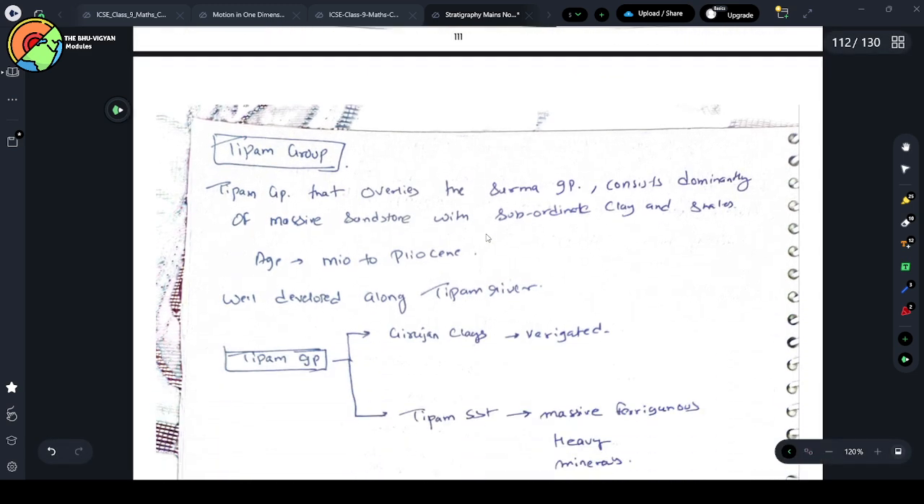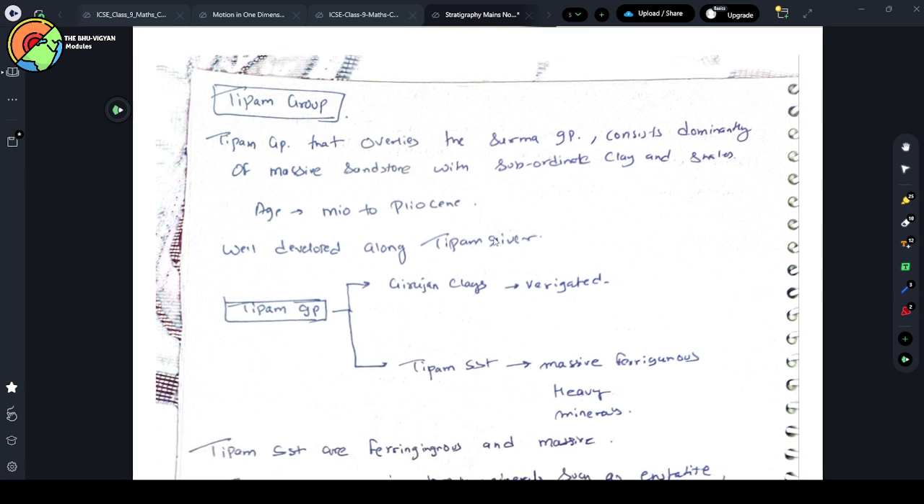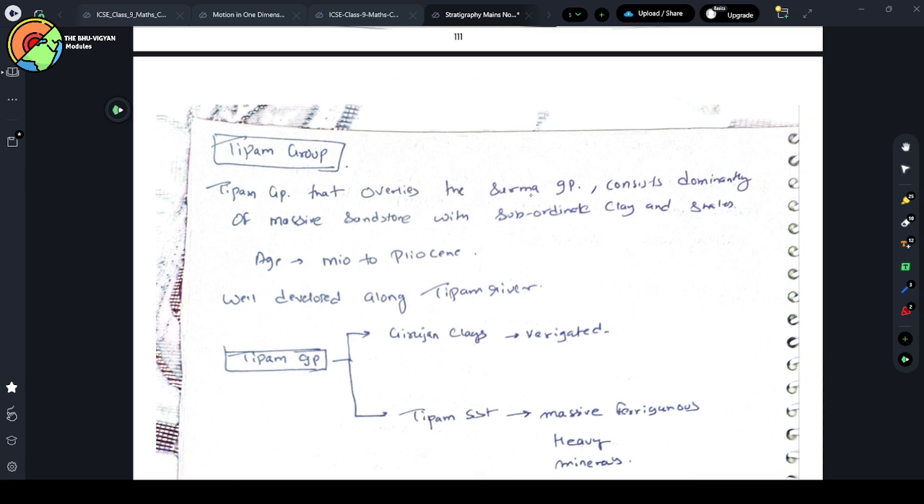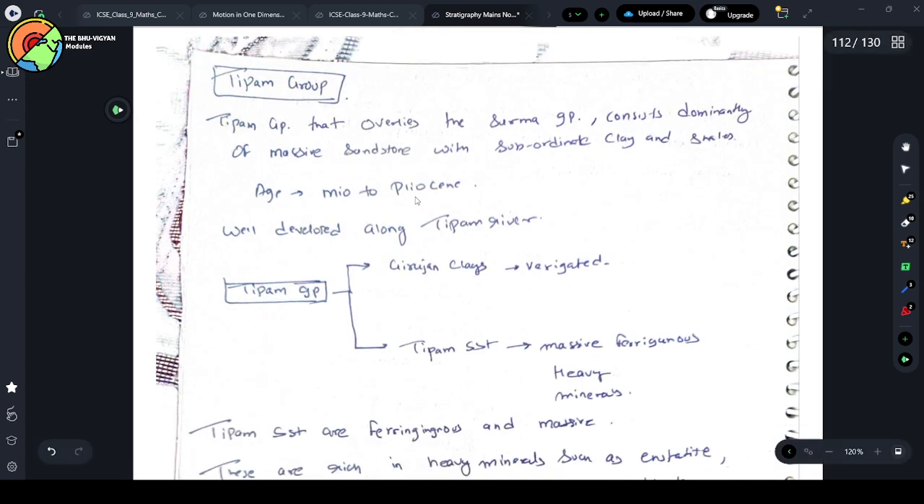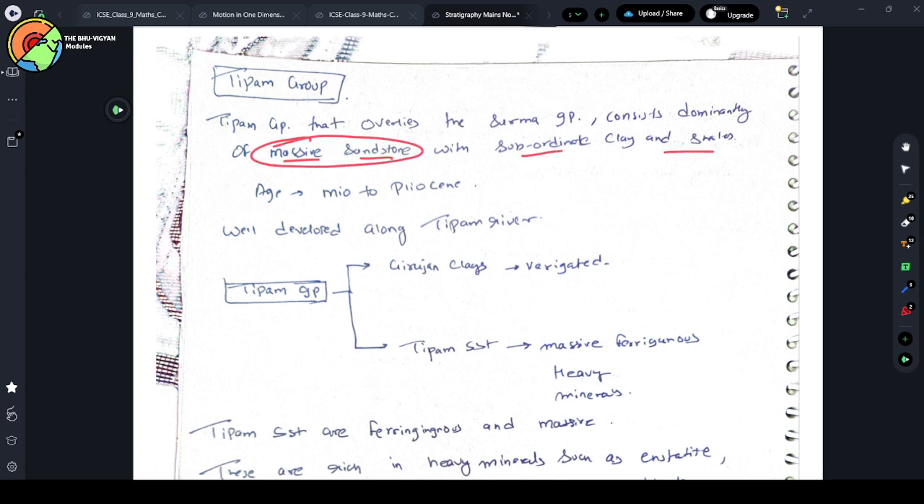Okay, now if we talk about the Tipam group in detail, the Tipam group overlies the Surma group, which you can see from here, it is above the Surma group. It consists dominantly of massive sandstone with subordinate clay and shale. Therefore, as it contains massive sandstone, it is a good reservoir rock of this area. The age is Miocene to Pliocene. It is well developed along Tipam river, from where it got its name.